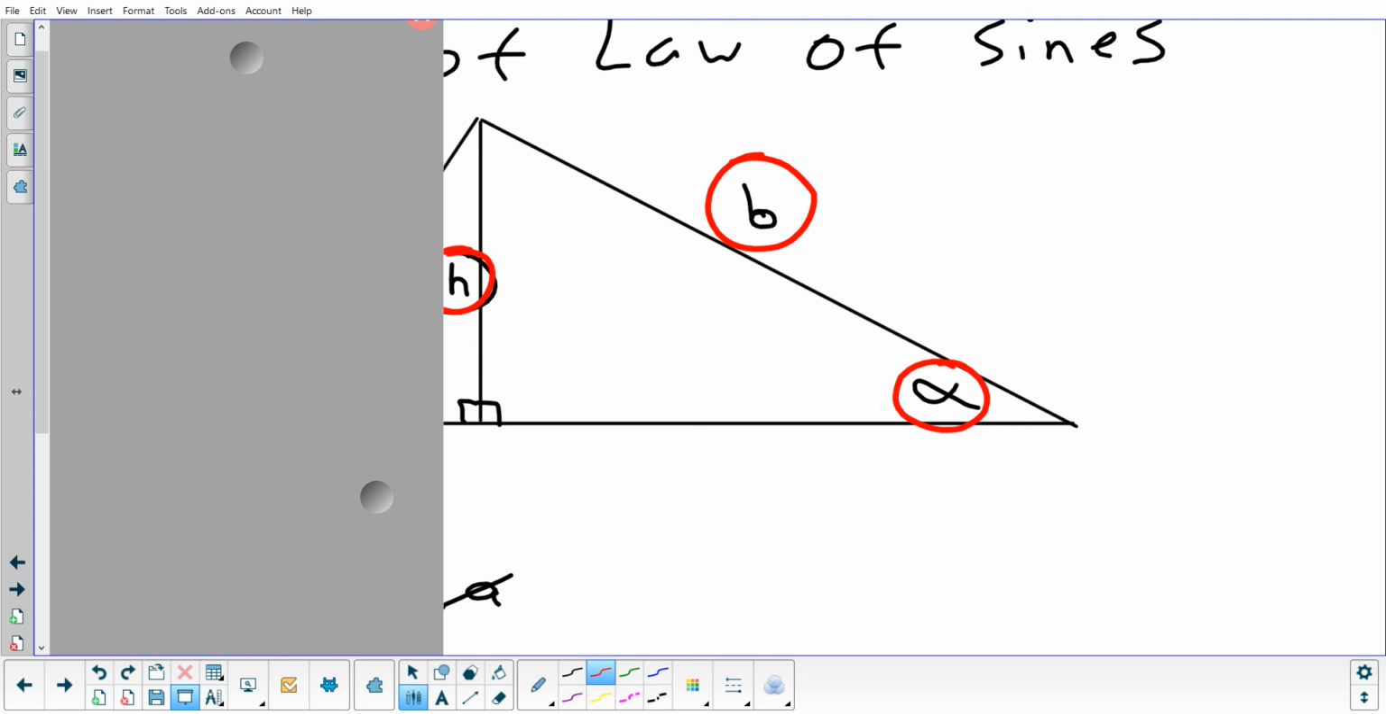Why? Jack? Sine? Yeah, because we have the opposite and the hypotenuse again. So let's set up our equation for sine again. So sine alpha equals, and Tyler, what's going to go on the other side?